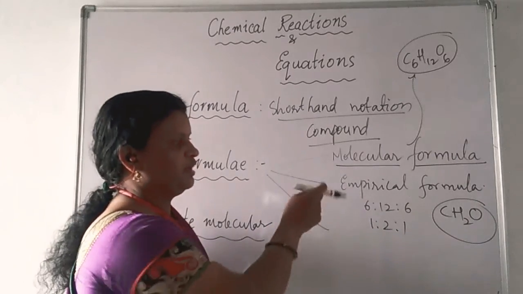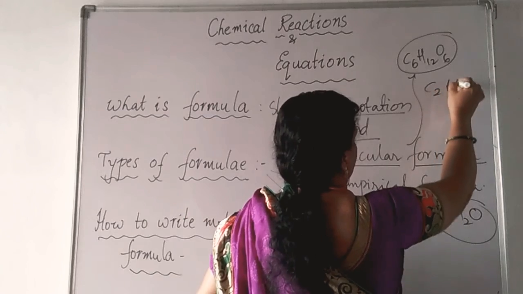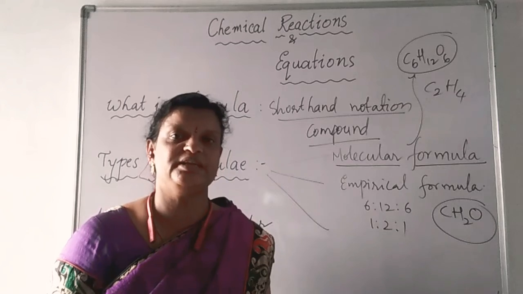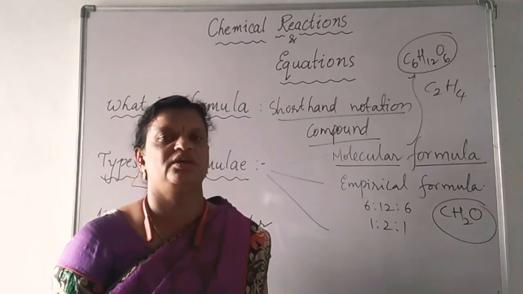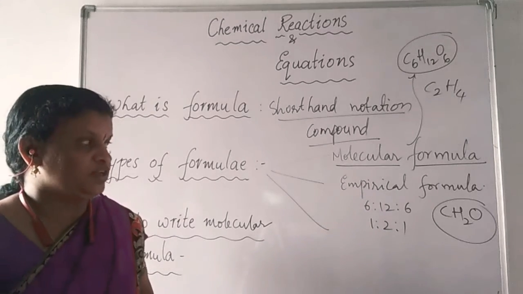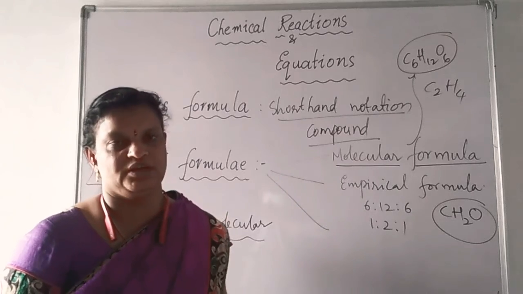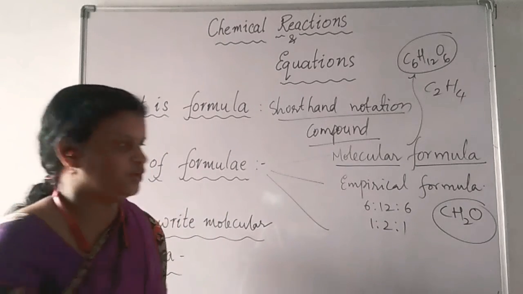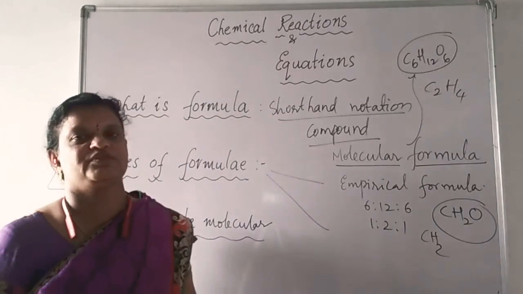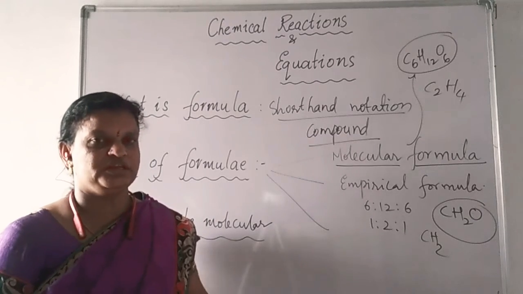So, CH2O is an empirical formula. Now, I will write some other formula here, C2H4. You know already that this is the formula we write for the ethylene molecule. Ethene or ethylene. So, ethylene molecule C2H4. But what is the empirical formula for this? C2H4 is a formula known as molecular formula. Now you write the empirical formula. What do you write? CH2. Because see here, 2 is to 4, you can make it as 1 is to 2. So, CH2 is the empirical formula for ethene or ethylene.